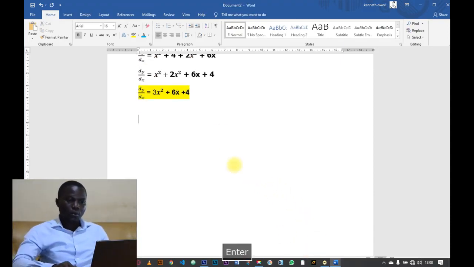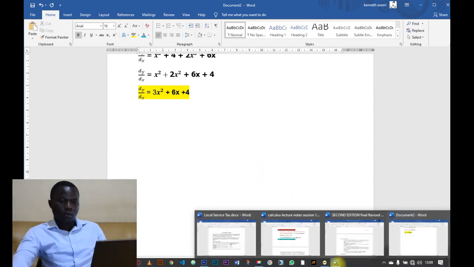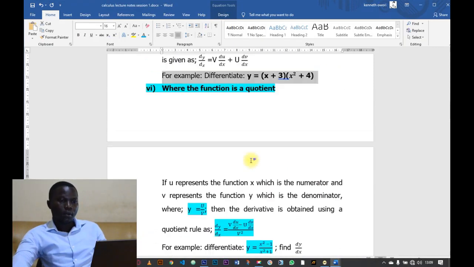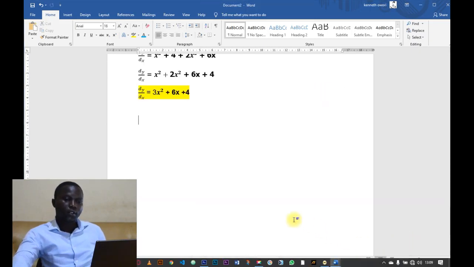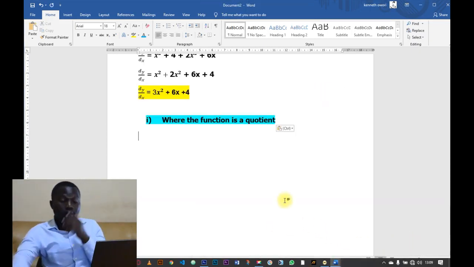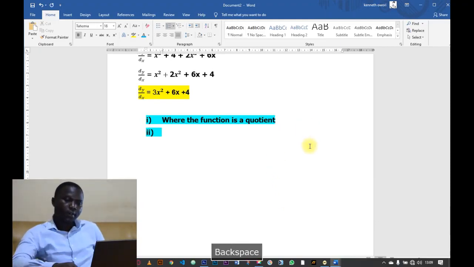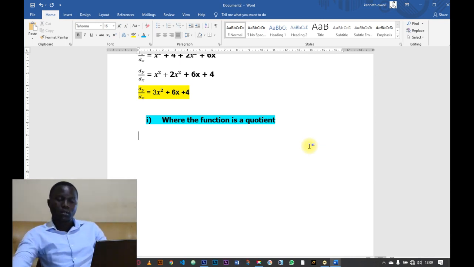So we can continue with our rules. So go to the next rule. Our next rule is where the function is a quotient. So how do we find the derivative if a function is a quotient? A quotient is a result of division. Whenever we divide expressions, the result we get is called a quotient. So we differentiate a fraction using the quotient rule, as we are going to observe.